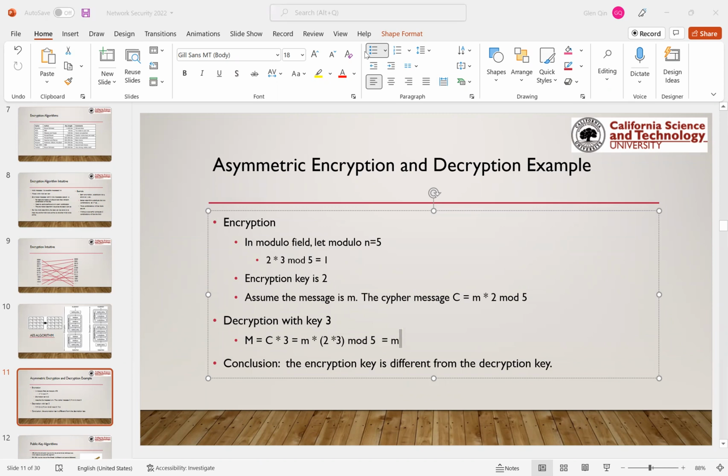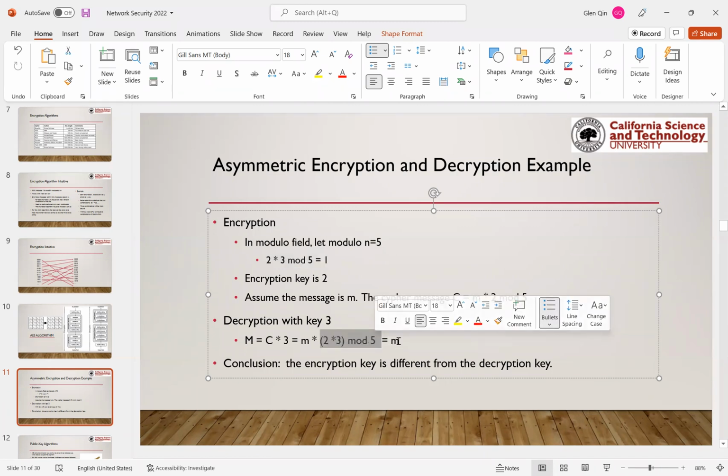Is this Diffie-Hellman? No, this is not Diffie-Hellman. Basically, just keep this in mind: 2 times 3 mod 5 is 1. Right? Yep. So now you got this one: 2 times 3 mod 5 is 1, and 1 times M is M. So it's back.